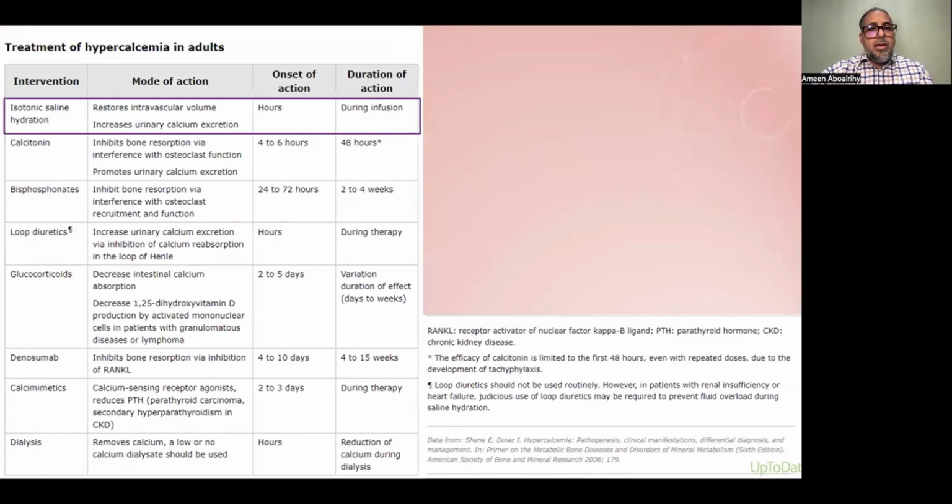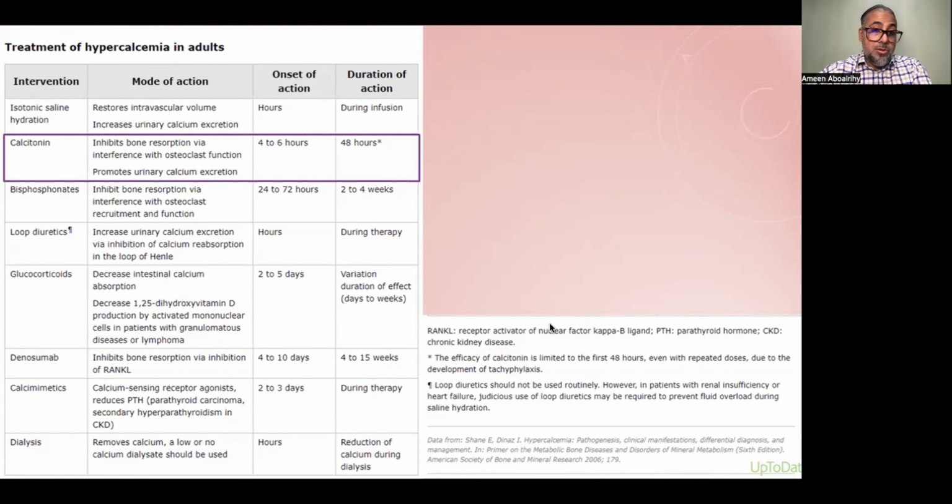The first thing you have to start your patient with whenever you have hypercalcemia is isotonic saline hydration, because sodium in saline, whenever it goes to the kidney, takes with it the calcium. So that's why you need to restore the intravascular volume, especially if your patient is polyuric with calcium. They usually come volume depleted. You need to push saline, and at the same time, that saline would enhance calcium secretion.